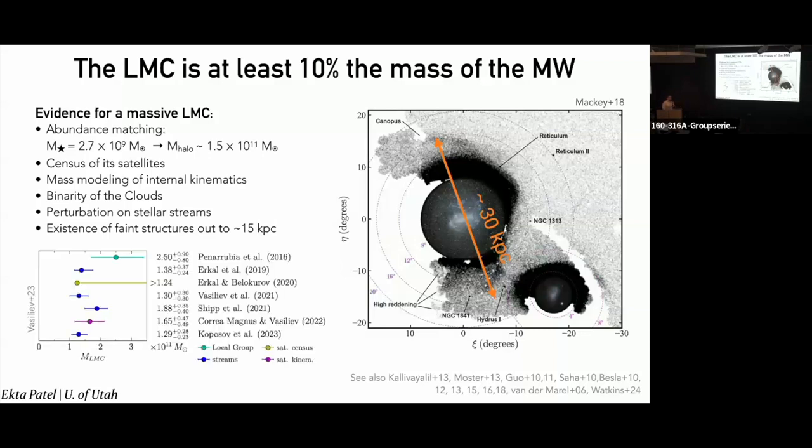We've seen a version of this plot today. This is one from Eugene's paper from last year, which is showing several different studies that have, again, tried to constrain the mass of the LMC. And you see there's a nice clustering between about 1 to 3 times 10 to the 11 solar masses. So keep that in mind as we continue to talk about how the LMC is influencing the Milky Way, and of course, also subsequently, all of the other substructure in the Milky Way's halo.